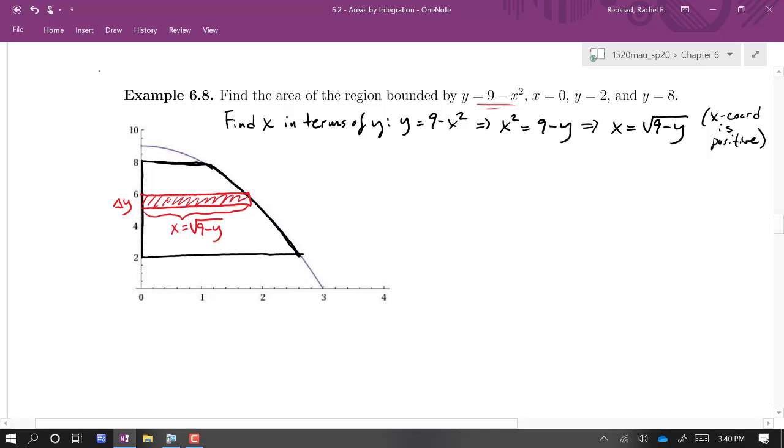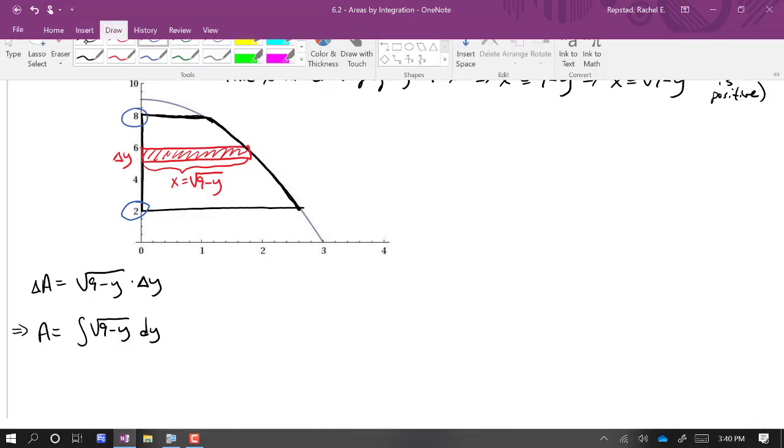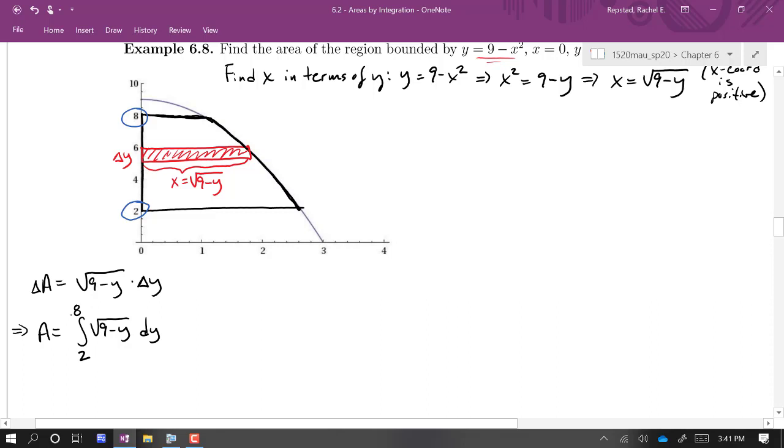Now if I want to find the area of the sample rectangle, that is delta A, length times width, the square root of 9 minus y times delta y. And now we can write the integral of the square root of 9 minus y dy, and our limits are going to be y limits, so they come from the physical boundaries, how far up, how far down we can push that rectangle. So we're going to integrate from 2 to 8. So now we have turned this area problem, we've expressed it as a definite integral, and we're ready to integrate.